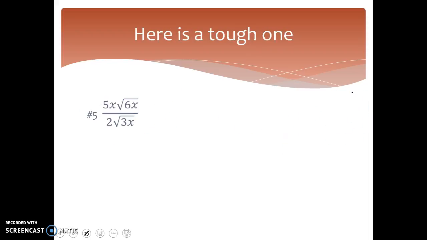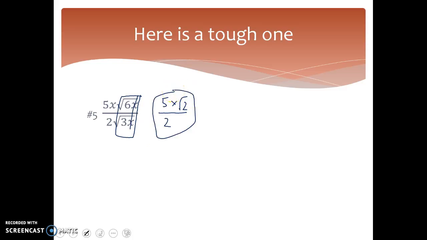Here we have things inside the radical sign, outside the radical sign. I've got a lot of things going on here, but this is kind of nice because if we recognize that we could simplify this first, I can write this as 5x over 2, but the radical part, the x's can cancel out, and the square root of 6 over the square root of 3 is simply the square root of 2. And so this would be my final answer.